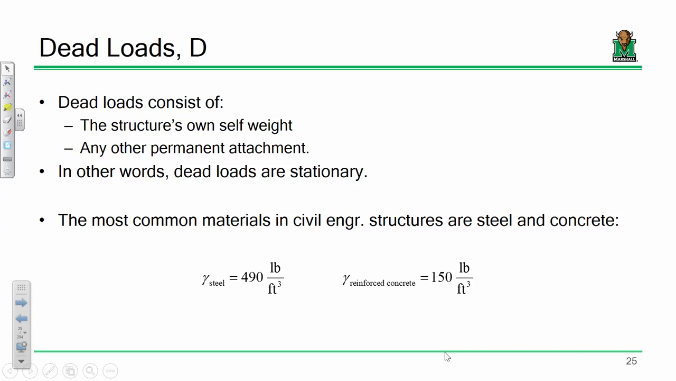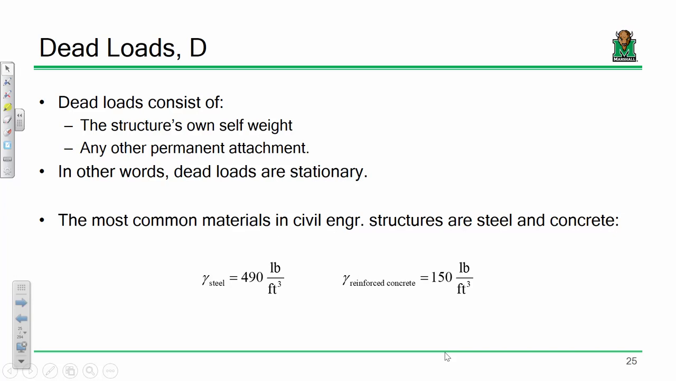And if we're talking about self-weight and civil engineering structures, the most common materials that we use in civil engineering are steel and concrete. Okay. Now, if you've had fluids or if you're in hydraulics, one of those numbers that sort of gets burned into the back of your head is 62.4 pounds per cubic foot, the unit weight of water, right? You're not leaving an undergraduate program in civil engineering without remembering that number.